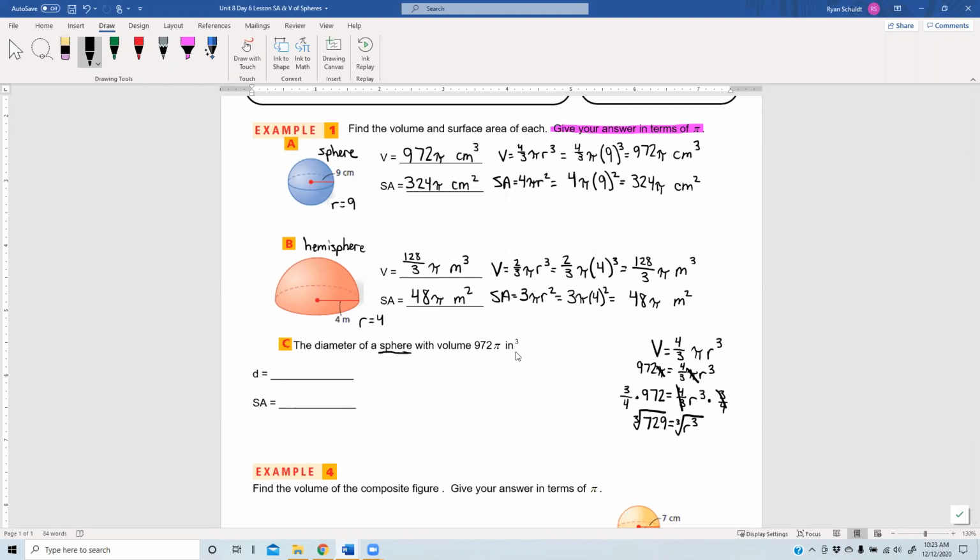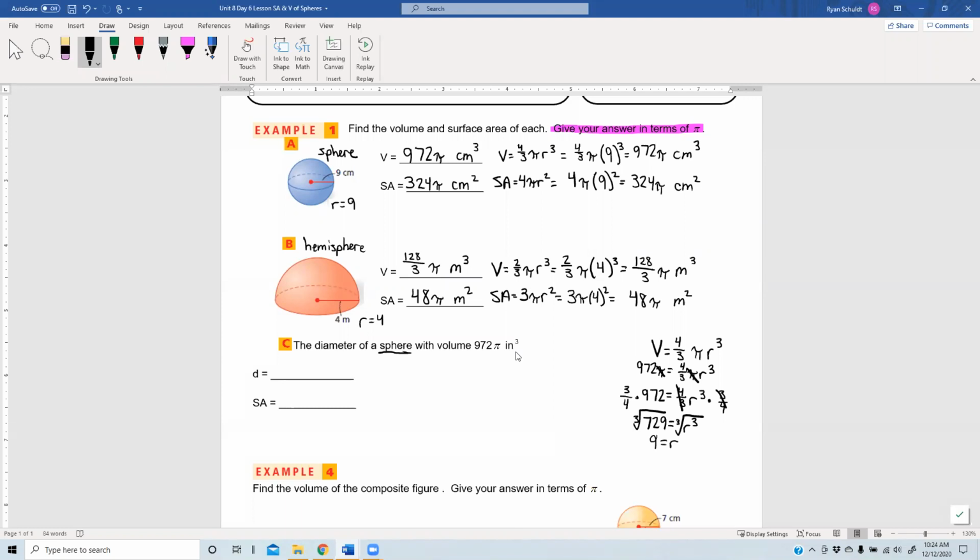So in the calculator, one thing you can do is do 729 and then raise it to the 1/3 power. Just like how you would do to the 3rd power, except you do 1/3 power. So either way, you would get 9 as your radius. So your radius is 9.